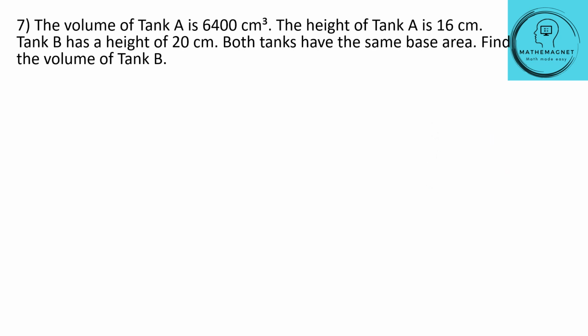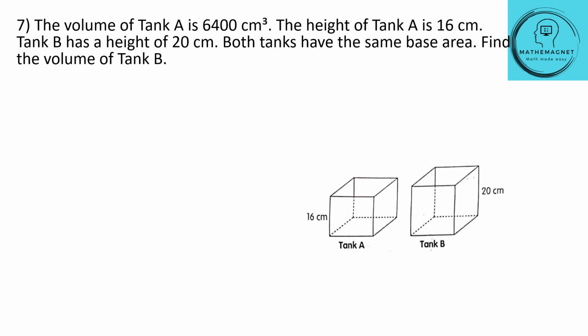Question number 7. The volume of tank A is 6400 centimeter cube. The height of tank A is 16 centimeter and tank B has a height of 20 centimeter. Both tanks have the same base area. Find the volume of tank B. Now this is the figure that they are given. They have given the figure of tank A and tank B. They have given the height of tank A is 16 centimeter and height of tank B is 20 centimeters. Now they are saying the base area of both the tanks are the same and they are asking us to find the volume of tank B.